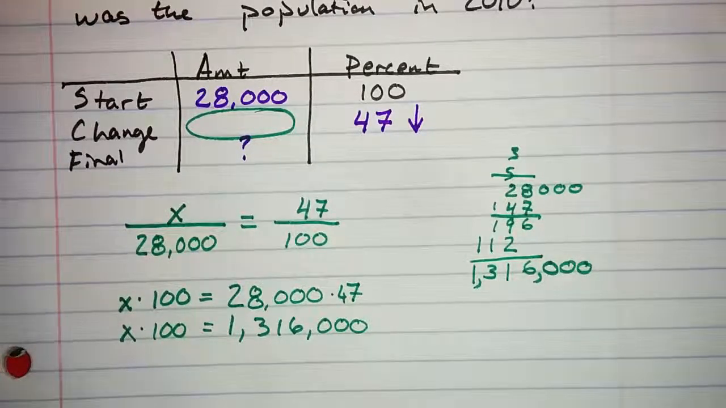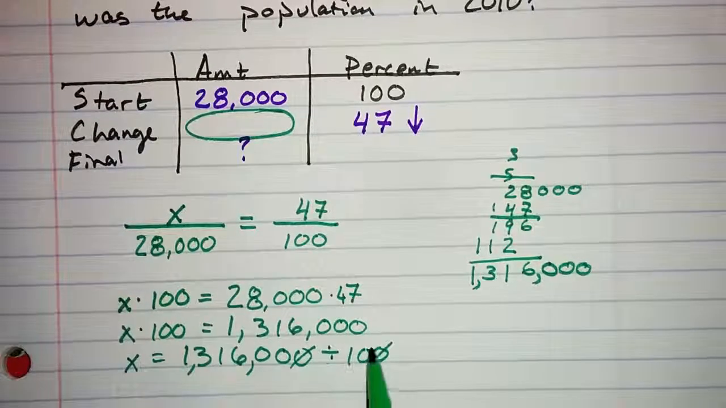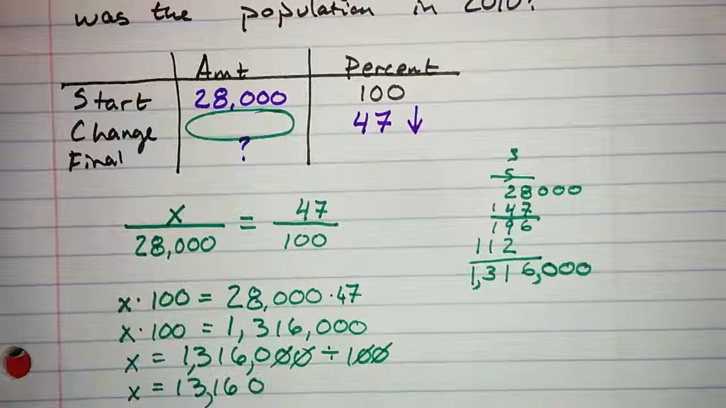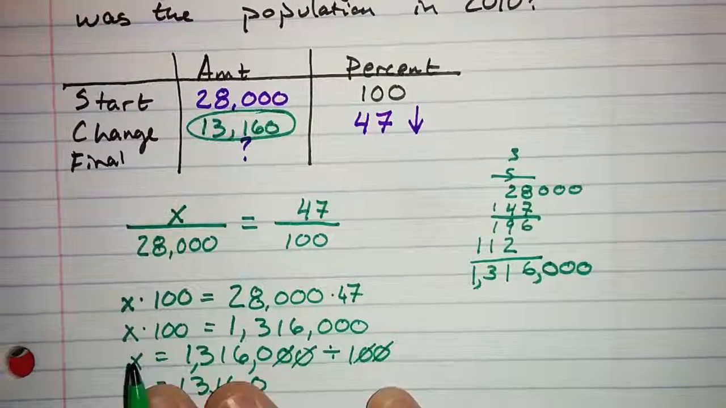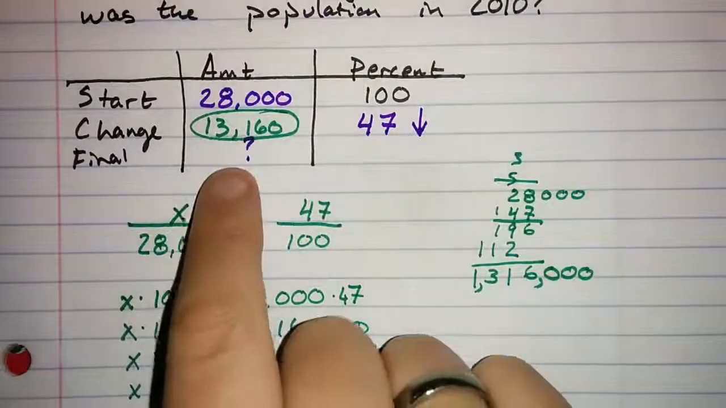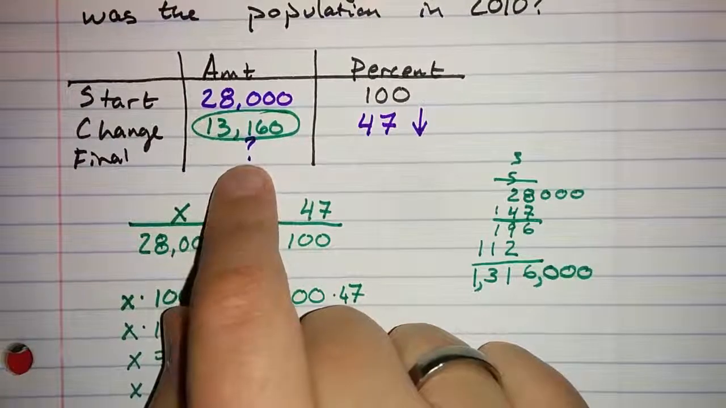What times 100 gives me this number? Canceling some zeros, I find that I get to divide by 1. X is 13,160. One pitfall of this strategy, it's really tempting at this point to think we're done. But we're not, are we? We still need to find the final amount.